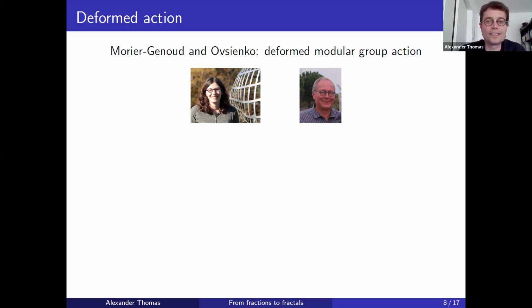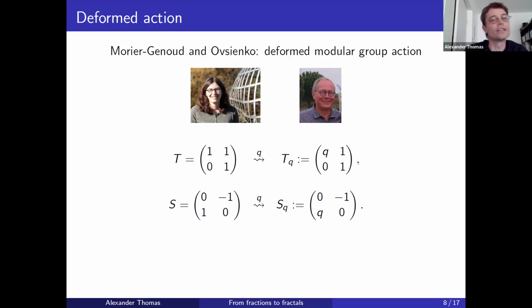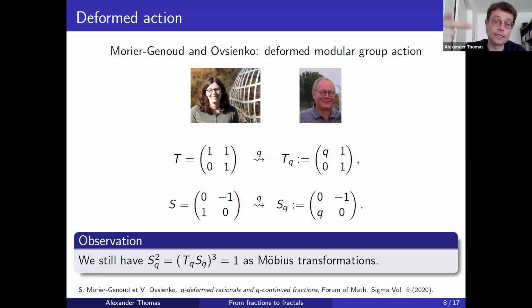What they did is they took these two matrices, the generators of the modular group, and they figured out that you can actually deform them. They introduced this formal parameter Q, and they consider these two matrices. Very explicit. You should again think about them as Möbius transformations. And what they noticed is that these two deformed matrices satisfy the same relations.